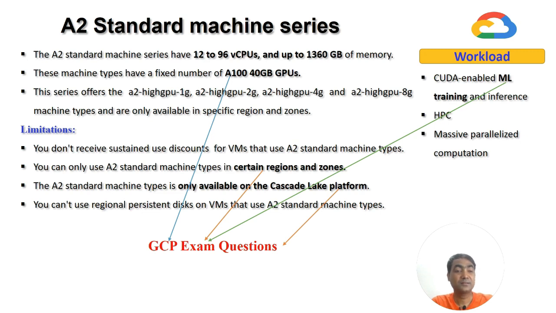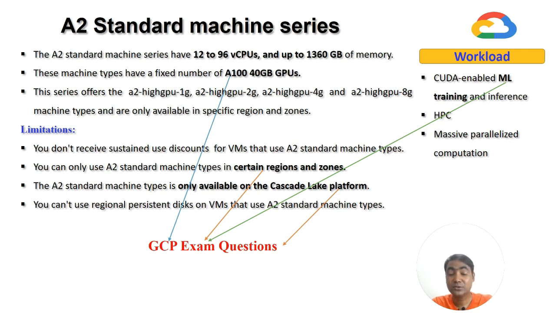As you can see here, some of the limitations of the A2 standard machine series are: you do not receive sustained use discount for VMs that use A2 standard machine types. You can only use A2 standard machine types in certain regions and zones. The A2 standard machine types are only available on the Cascade Lake platform. You cannot use regional persistent disk on VMs that use the A2 standard machine types.